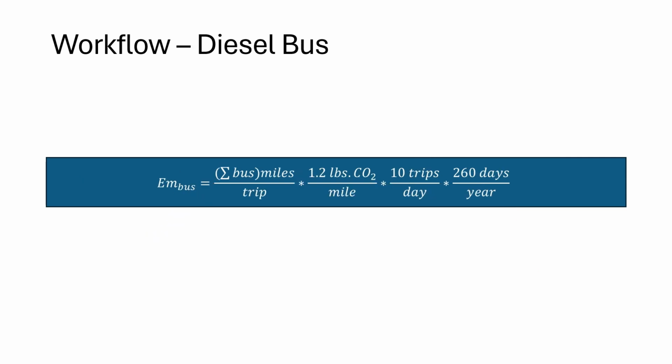each year. This is the workflow for calculating the CO2 emissions of the bus, which is similar to the workflow for the cars. First, we calculate the length of the bus route measured in miles, multiply that by 1.2 pounds of CO2 per mile traveled, multiplied by 10 trips a day for 260 days per year, and we get the pounds of CO2 generated per year by the diesel bus. Next, we'll look at how to use the CyCon Life Cycle Assessment tool to perform these calculations.